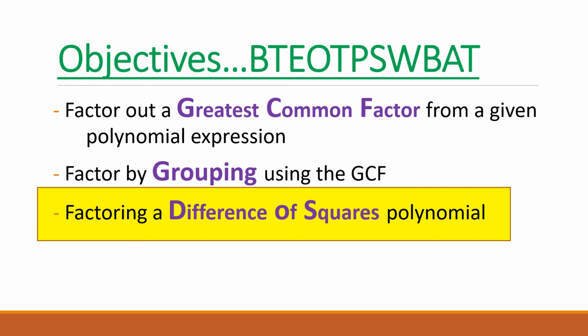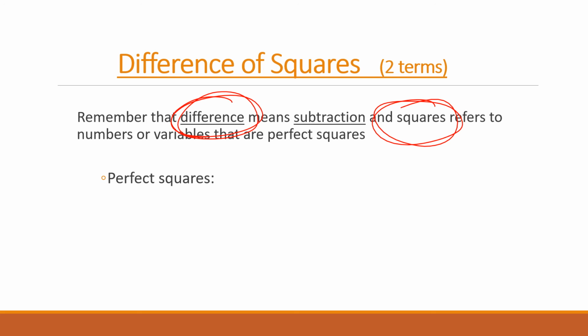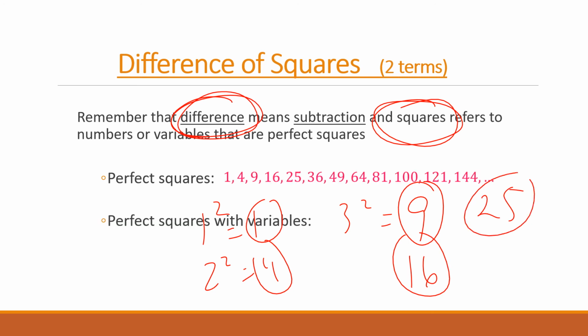So the second thing we're going to learn is difference of squares of a polynomial. The first thing we learned was grouping, and that had 4 terms. Difference of squares is a special case as well. Remember, difference means subtract. Squares are perfect squares. So things like 1 squared is 1, 2 squared is 4, 3 squared is 9. These are perfect squares. 16, 25, and so on. There's a whole bunch of them.